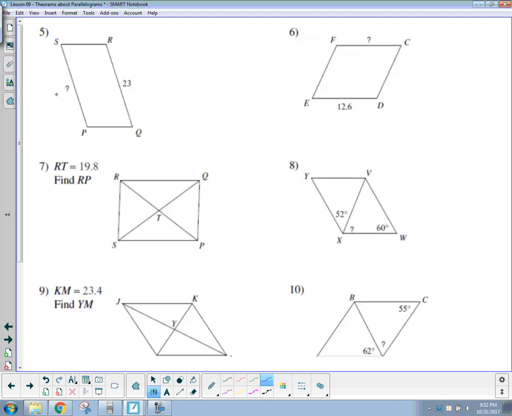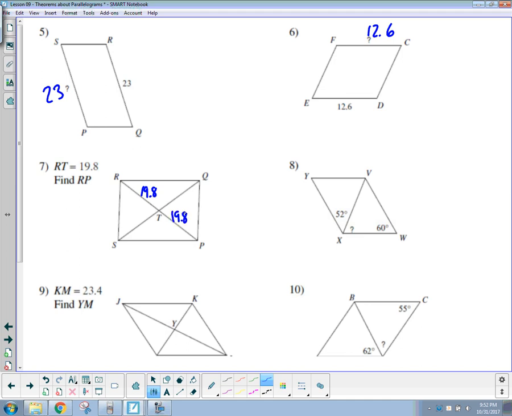Let's see, if it says RT is 19.8, that's right here. Notice I'm drawing on my diagram to get things planned out. It says find RP. Well, that's bisecting each other, so that means this should be 19.8. So just add those two up, or double it.